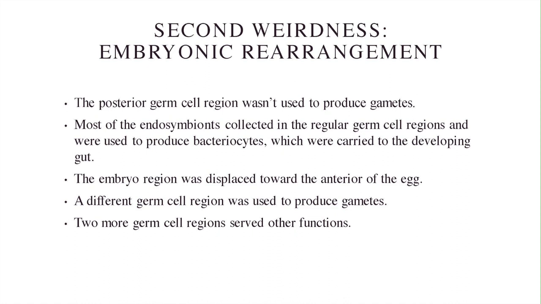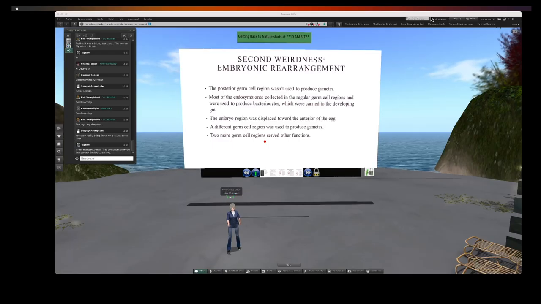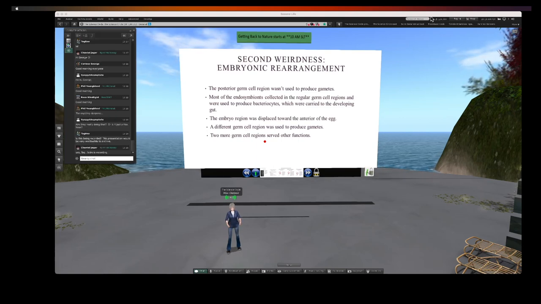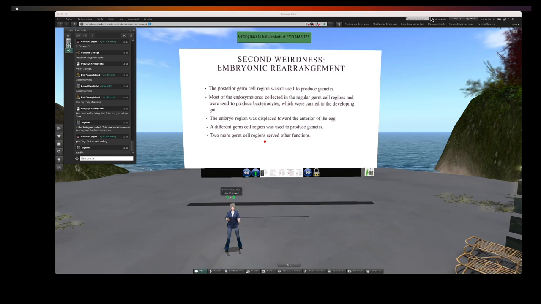The other weirdness was that the organization of the embryo in these ants is different than it is in other insects. First, the posterior germ cell region wasn't used to produce the gametes. Most of the endosymbionts collected in that posterior germ cell region and were used to produce bacteriocytes, and the bacteriocytes carry the endosymbionts into the developing gut, where they became active in digestion and in producing amino acids.